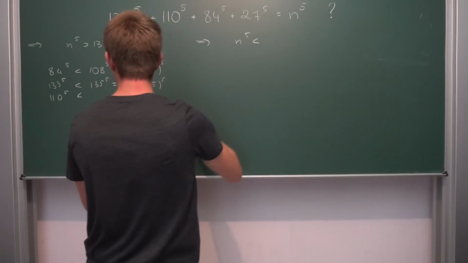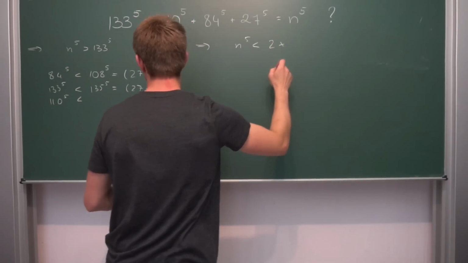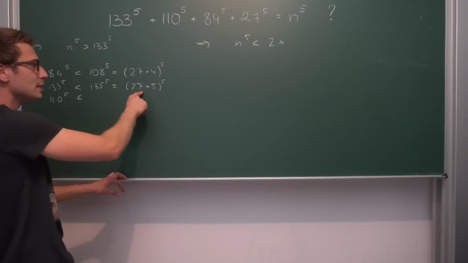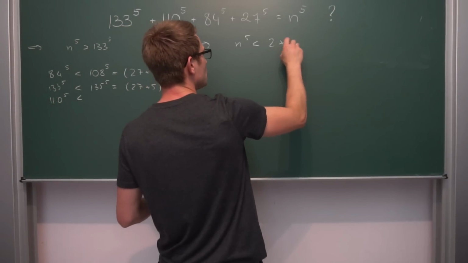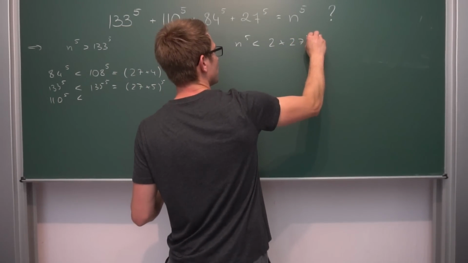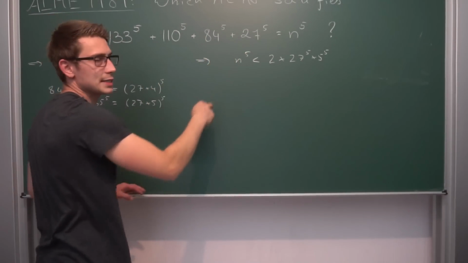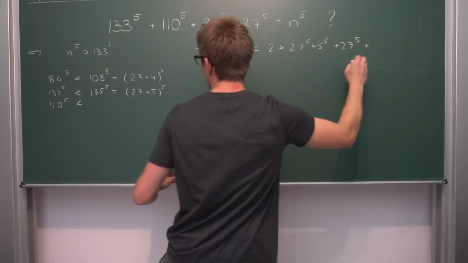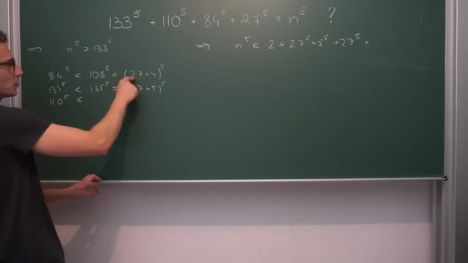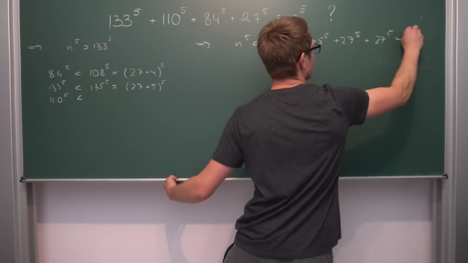added together. So we are going to get 2 times 135 to the 5th power, which is the same as 27 times 5 to the 5th power. We can distribute the 5th power into here. So 2 times 27 to the 5th power times 5 to the 5th power. And then we are still going to have 27 to the 5th power, so plus 27 to the 5th power, plus 27 to the 5th power times 4 to the 5th power.